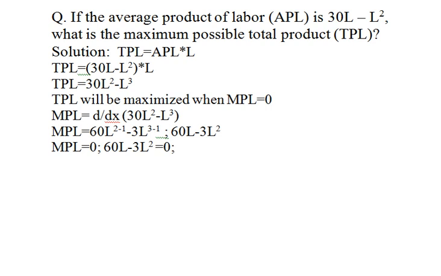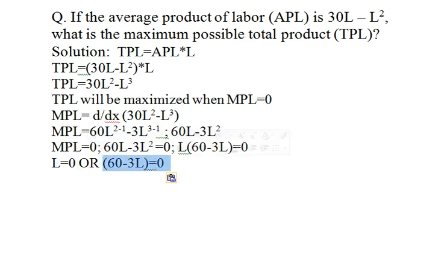We can say from this equation that 60 equals 3L, right? That does mean that L equals 60 divided by 3, that is 20. So when labor is 20, the marginal product of labor is 0. That does mean that when 20 laborers are employed, at that level we can achieve the maximum possible total product.